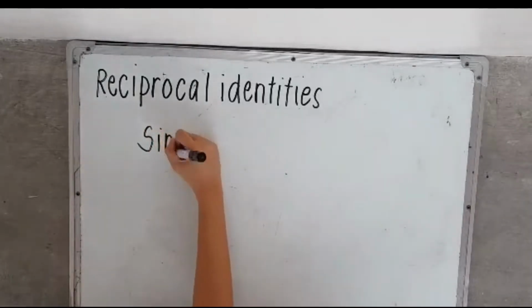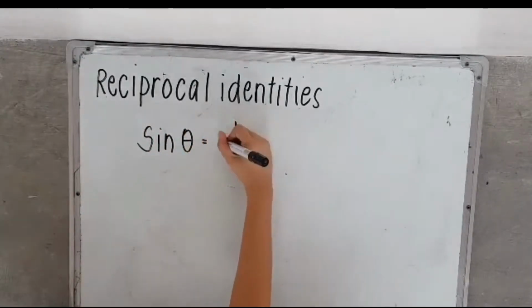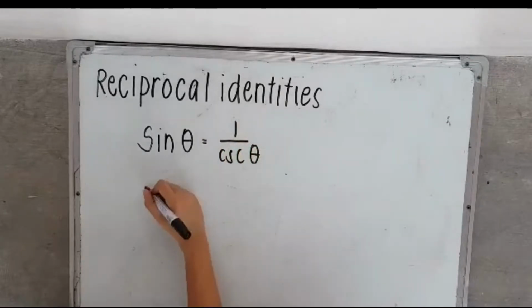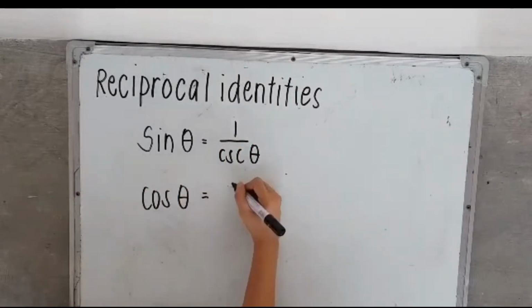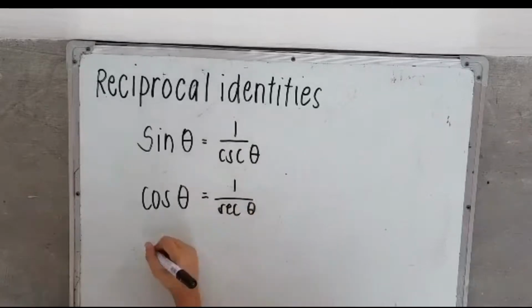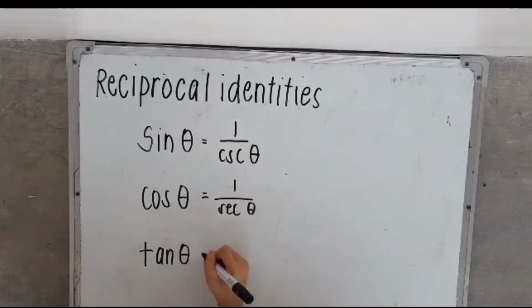Reciprocal identity. Sin x is equal to 1 over cosecant x. Cosine x is equal to 1 over secant x. Tangent x is equal to 1 over cotangent x.